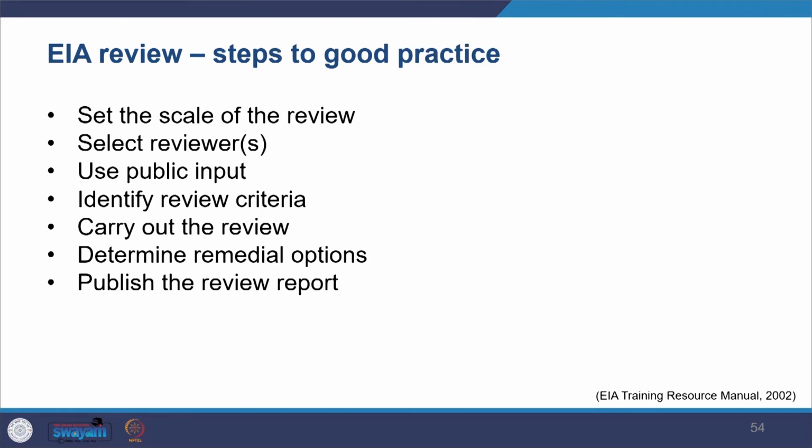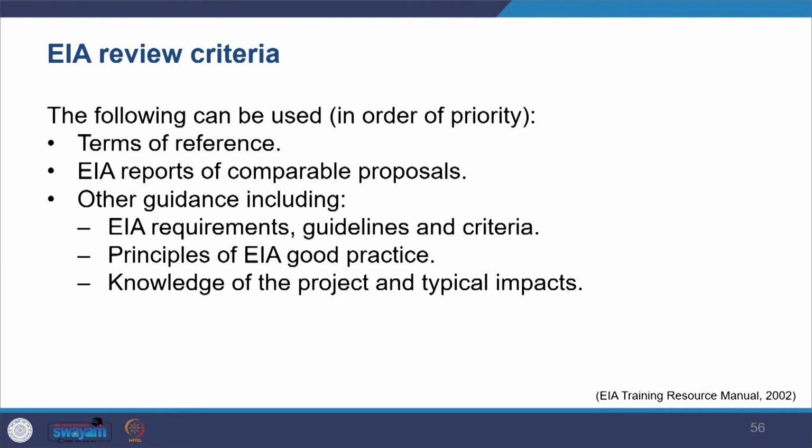While you are doing EIA review, there are certain steps to good practice. There can be a scale of review, whether good or bad, to evaluate the review. Then you select the reviewers, use the public input, identify review criteria, how you are going to review, carry out the review, determine remedial options for whatever the problems are, and publish the review report. The following can be used in order of priority.